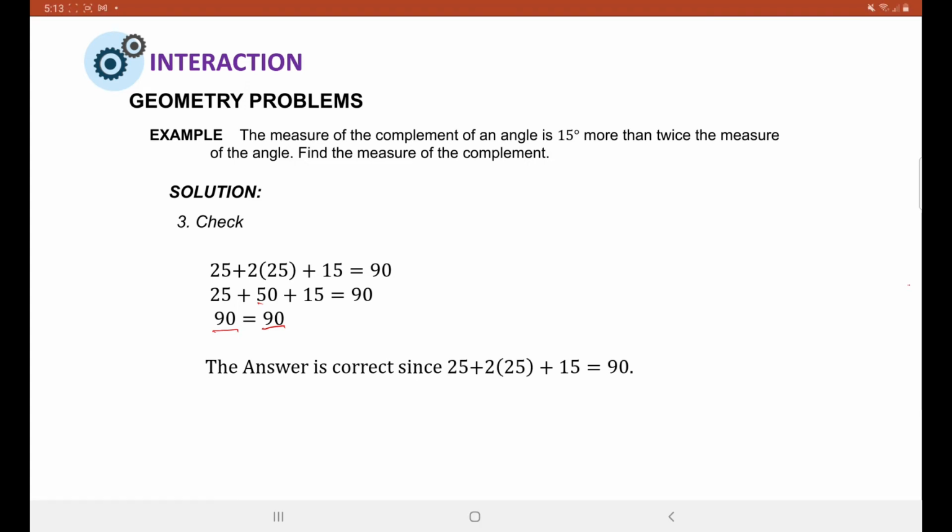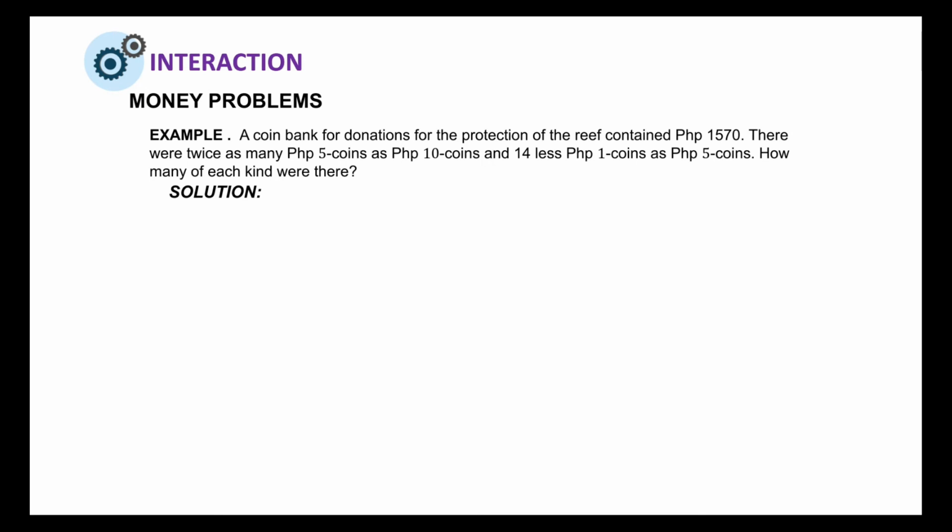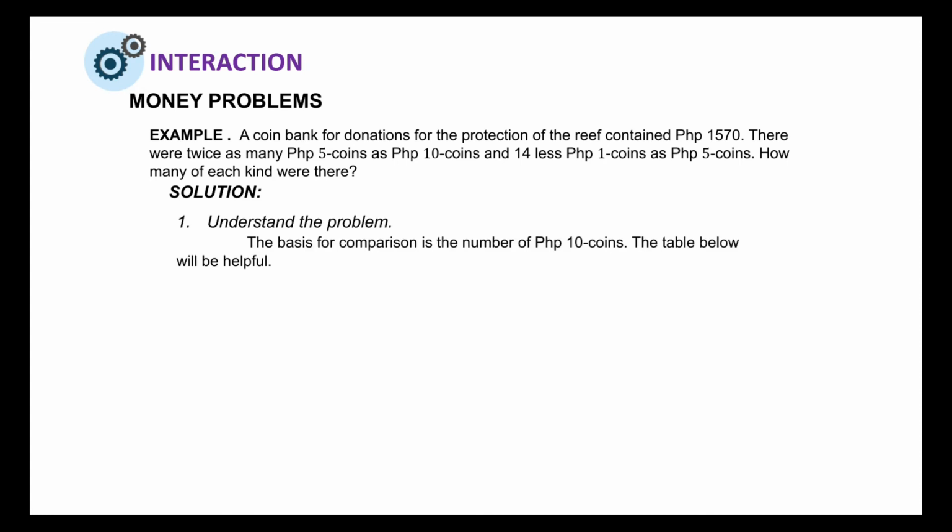Let us now proceed to money problems. Here's an example. A coin bank for donations for the protection of the reef contained 1,570 pesos. There were twice as many 5 peso coins as 10 peso coins and 14 less 1 peso coins than 5 peso coins. How many of each kind were there? The basis for comparison is the number of 10 peso coins.